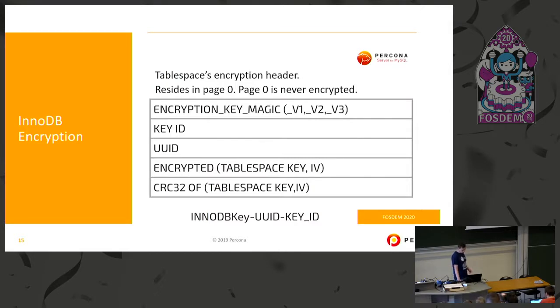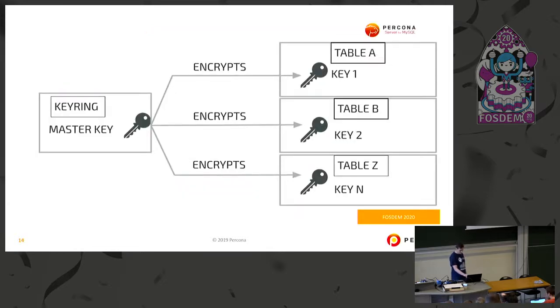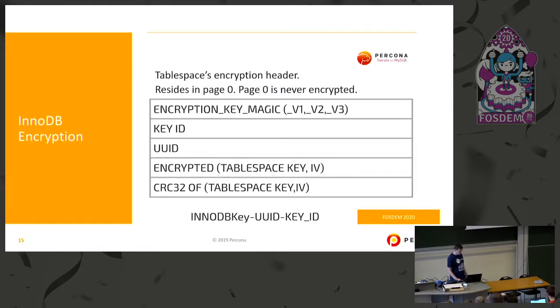So the encryption table space key is stored in a table space header, and this is how this header looks. So we have some versioning, version three already. Key ID and UUID are combined together to get the master key ID. Then we have a table space key and IV, the initialization vector, that are together encrypted with the master key. And the last part is a checksum of the table space key and IV, but the checksum itself is taken from the plaintext table space key and IV, not the encrypted one. So, yeah, when we combine key ID and UUID, we get the master key ID.